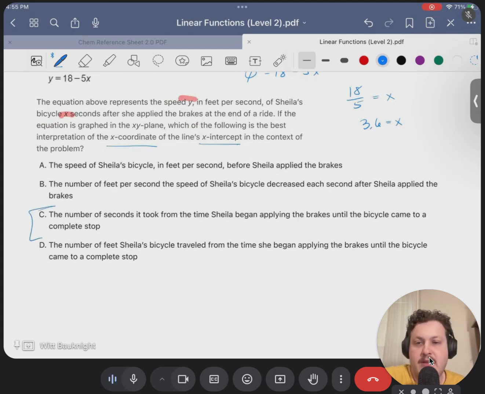Oh, it's just asked for interpretation. Didn't ask for the value. That's describing x. What is the x axis? It's time. So it's not number of feet. It's not speed. It's not number of feet. Number of seconds. So I'm using units to help me there.